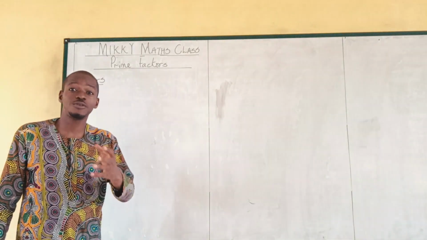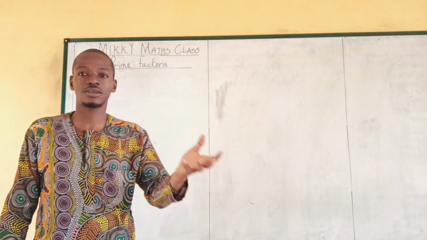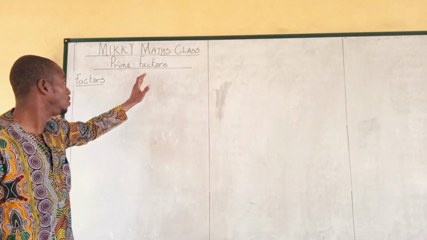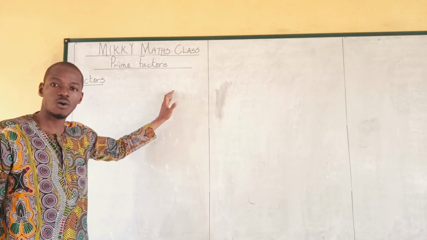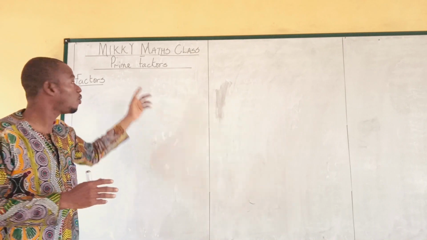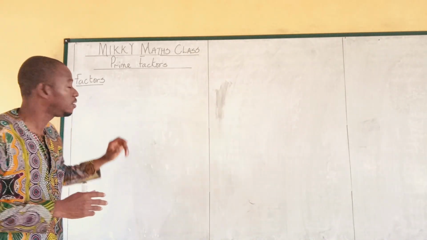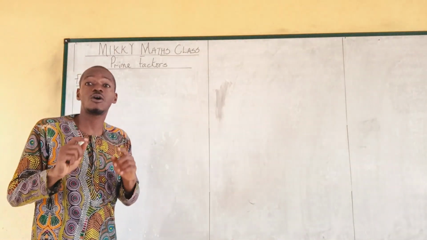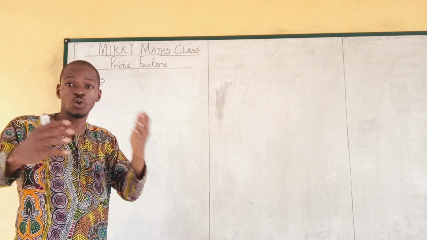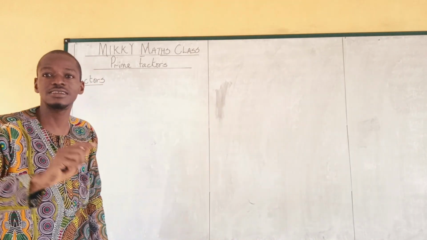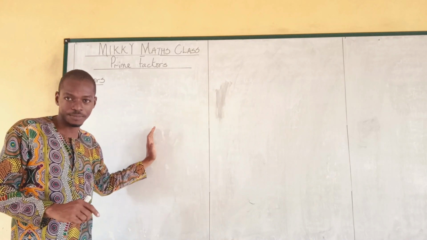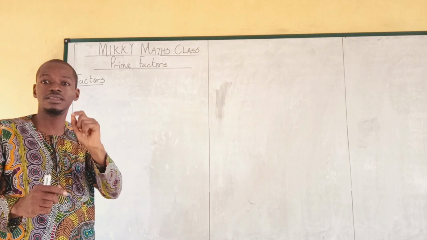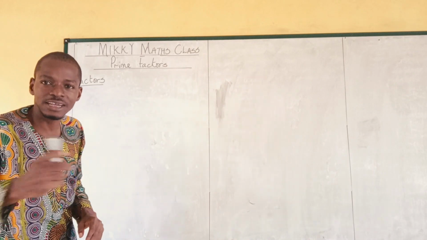Today, briefly, we'll be looking at prime factors. But before we delve into what we have for today, we have to have an understanding of what factors are and what prime numbers are. The first one is factors. What are factors? The factors of a number are those whole numbers that divide the number exactly. What do we mean? That means they divide the number without leaving a remainder.